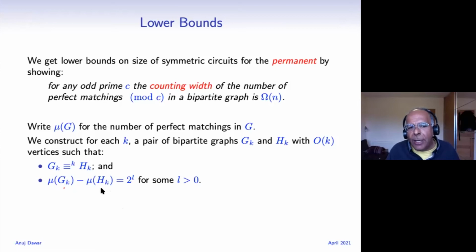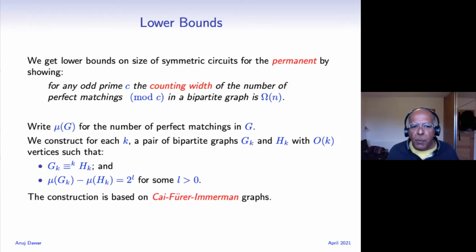And in fact, we construct them so the difference is a power of 2, which means they're not equivalent modulo C for any odd prime C, right? Because the difference is a power of 2. And that establishes, as I said, our lower bound for the permanent, for the matrix symmetric case, for all characteristics other than 2.